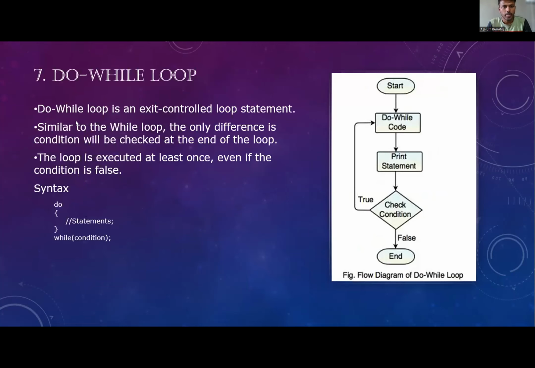Next is the do while loop. The do while loop is an exit control loop statement where it will first execute one time under any condition. It will start, then execute the statement whether the condition is true or false. The loop is executed at least once, which means it will run at least one time, even if the condition is false. This is the syntax of the do while loop, where the condition is put here in while, and this is the flow diagram.